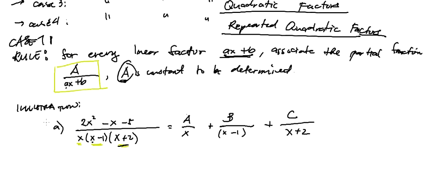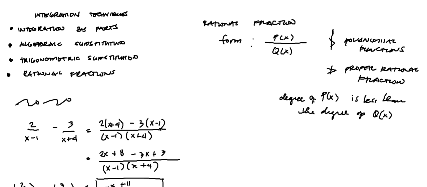So instead of this form, we can rewrite it like this: A over x plus B over x minus 1 plus C over x plus 2, wherein we need to determine the values of the constants. Last time we did that on our last example here.